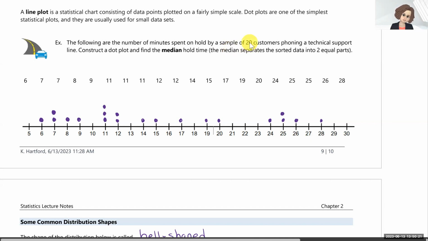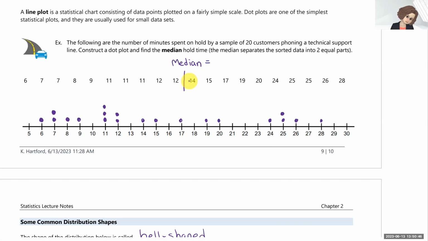So a median separates the data into 2 equal parts. So I have 20 customers here. So if I count 10 over, 1, 2, 3, 4, 5, 6, 7, 8, 9, 10, and I draw a line between the 12 and the 14, I would be right in the middle of that sorted list, and that's called the median. So it's the middle of the sorted list. Now it happens to be between a 12 and a 14, so the median, when we're between 2 numbers, we just average those 2 middle numbers. So averaging 12 and 14, I'm just going to add them and divide by 2. So that's going to be 26 over 2, or 13.